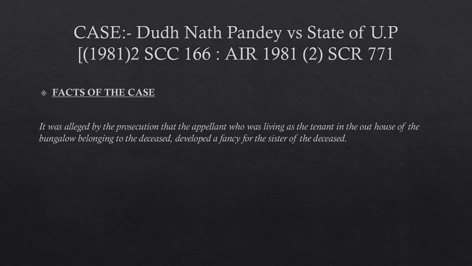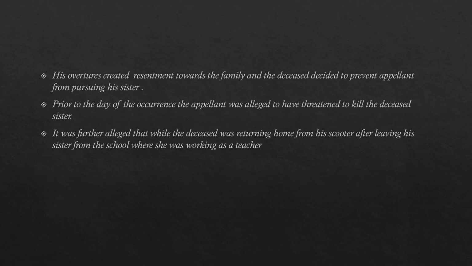So here, the appellant had a fancy towards the sister of the deceased, thinking that she was his wife. Secondly, he also applied to the city magistrate asking for the custody of the deceased's sister, as she was his lawfully wedded wife. The application was dismissed by the learned magistrate after recording the statements of the sister of the deceased and the family of the deceased. His overtures created resentment in the family and the deceased, who decided to prevent the appellant from pursuing his sister.